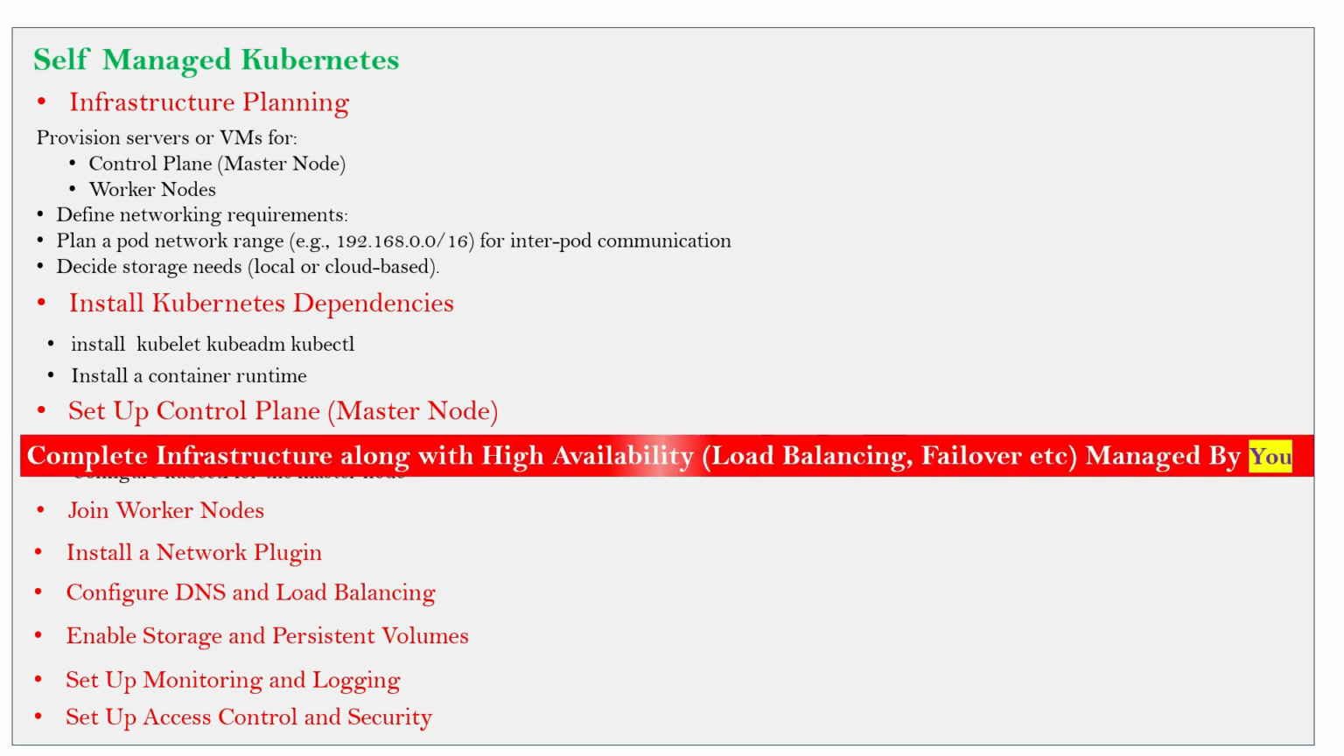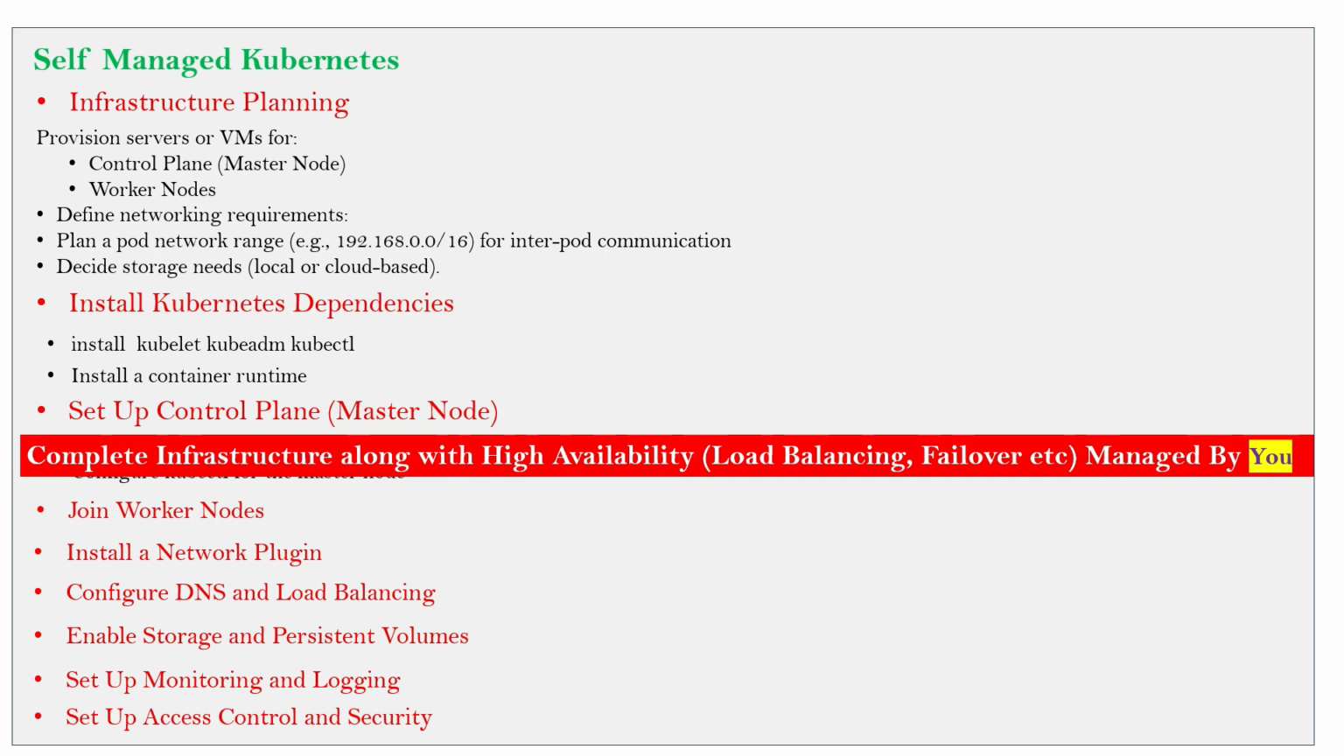So these are the high-level steps that you have to take care of when you go for a self-managed Kubernetes cluster. And apart from that, the complete infrastructure, along with high availability, load balancing, and failover, everything has to be managed by you. You have to take care of scalability as well. For example, today you have a load of 1,000 users. Tomorrow you may expect the load to increase from 1,000 to 1,500 or maybe 2,000. At that moment, you have to plan for scaling your environment as well.